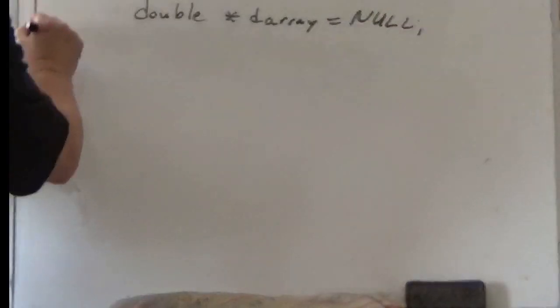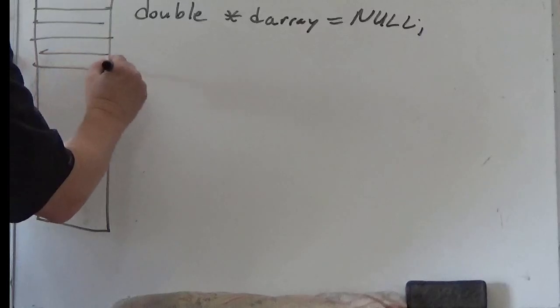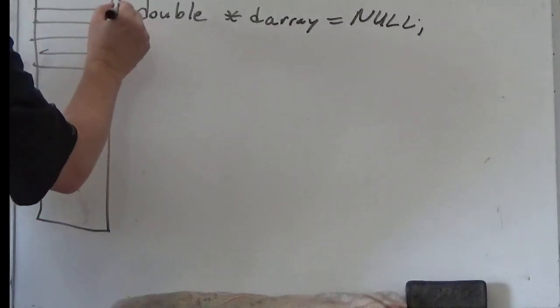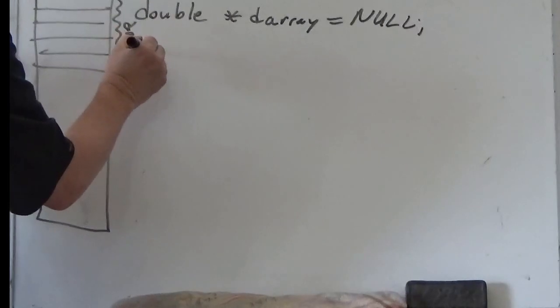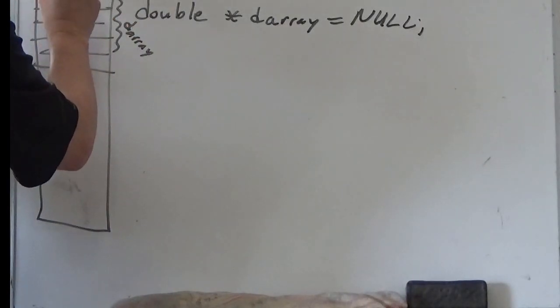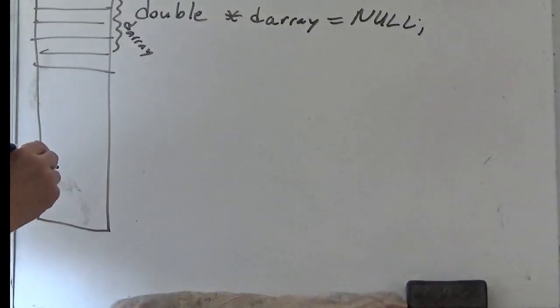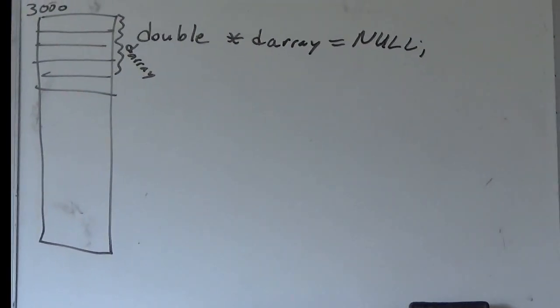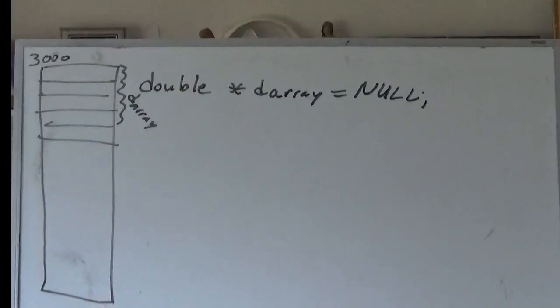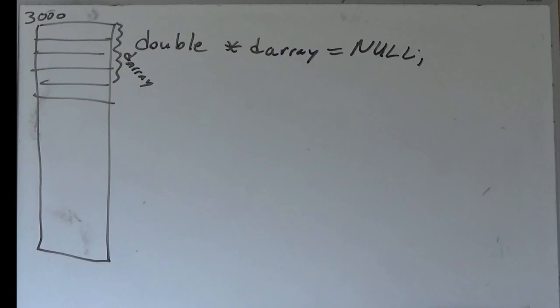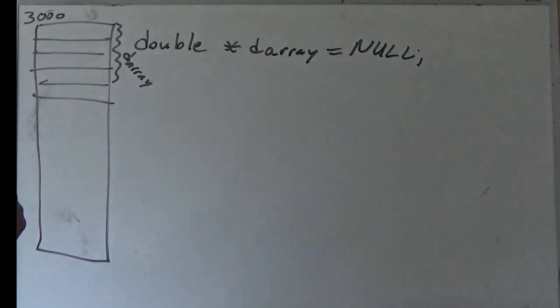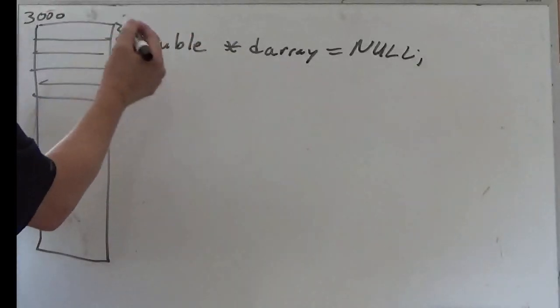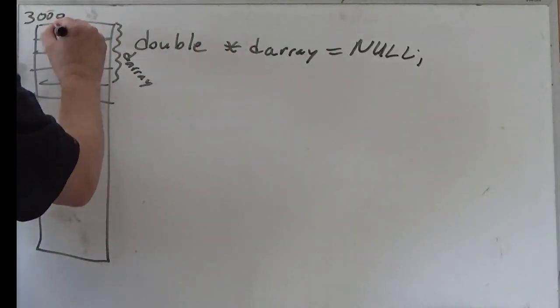And by the way, over here we'll have our memory representation. This part right here will be D array, and let's say that this is at memory address 3000. Let me make sure that's actually seen by the video here. Okay, let's adjust this a little bit. Okay, I think you can see that now. So this is at memory address 3000, and we're assigning the value null to it.